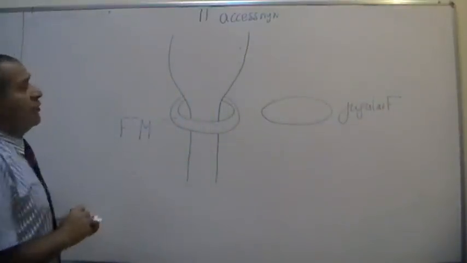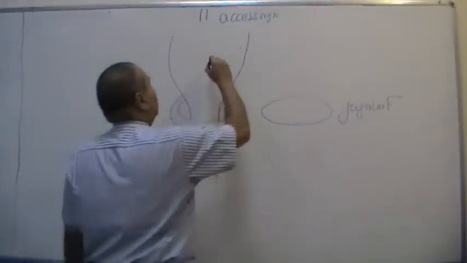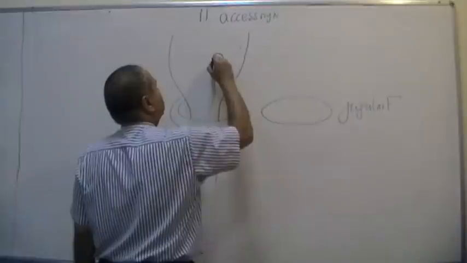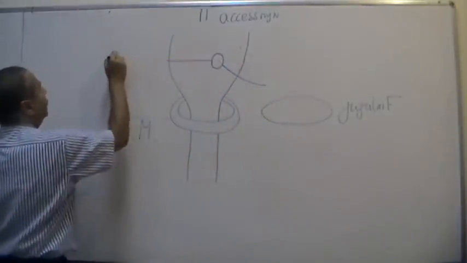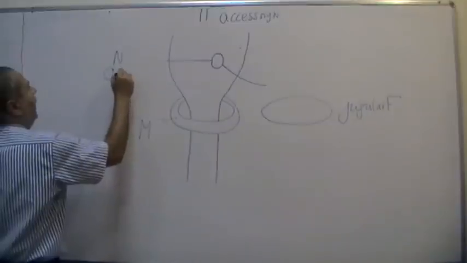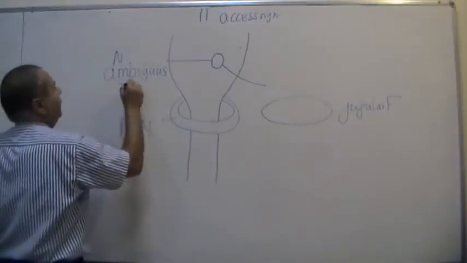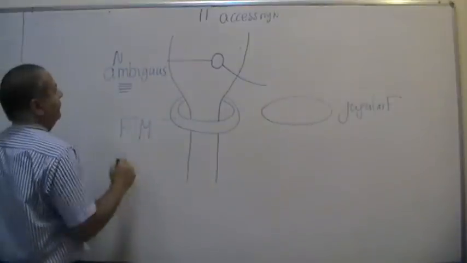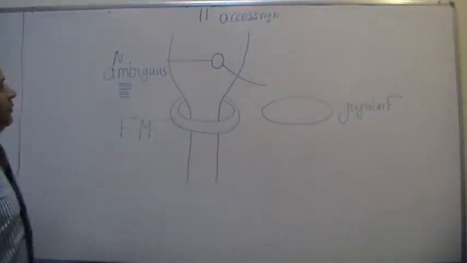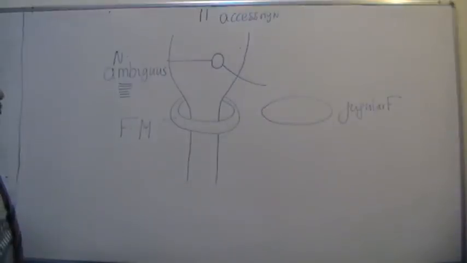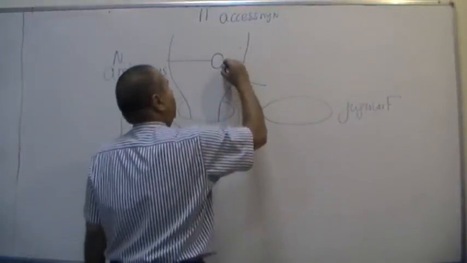The accessory nerve has two parts. A cranial part comes from the nucleus ambiguus. This is the cranial part from the nucleus ambiguus. Nucleus ambiguus, 9, 10, 11 lines, you will remember it. The nucleus ambiguus gives the cranial part of the accessory nerve.